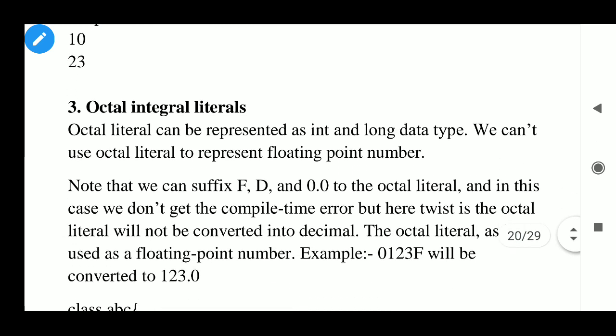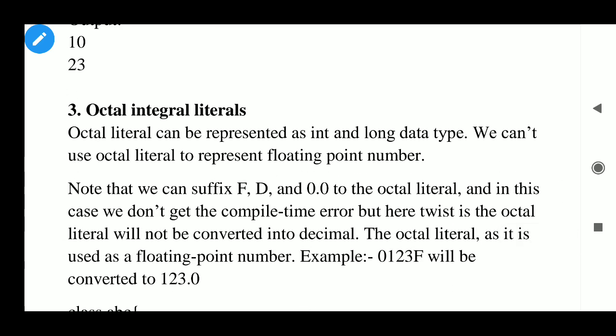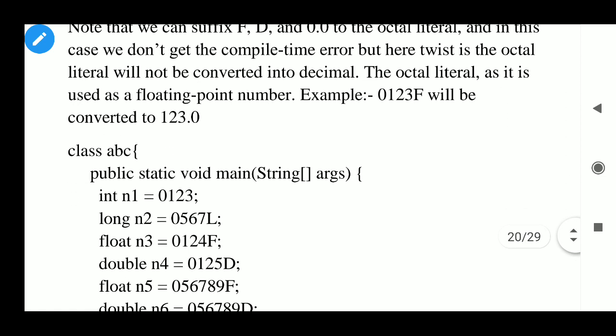Octal integral literals. Octal literals can be represented as int and long data types. We cannot use octal literals to represent floating point numbers. Note that we can suffix f, d and 0.0 to the octal literal, and in this case we don't get the compile time error, but here the twist is the octal literal will not be converted into decimal. The octal literal is used as a floating point number, for example 0123F will be converted to 123.0. So this is the octal integral. An example is given here.